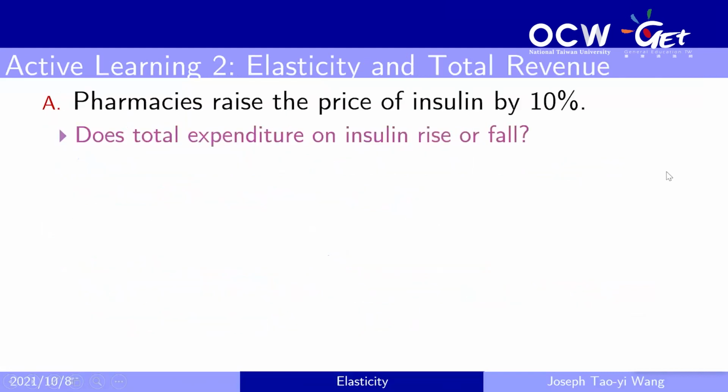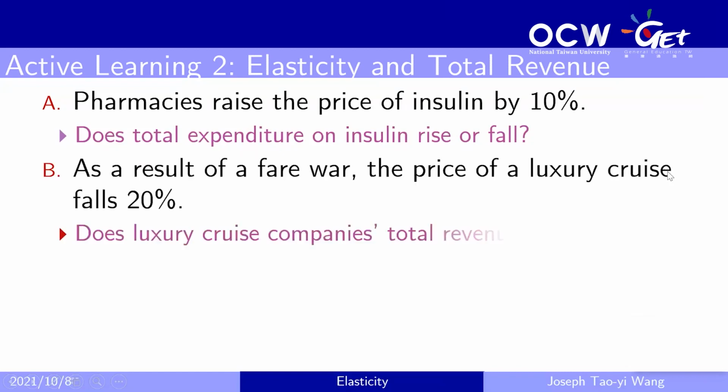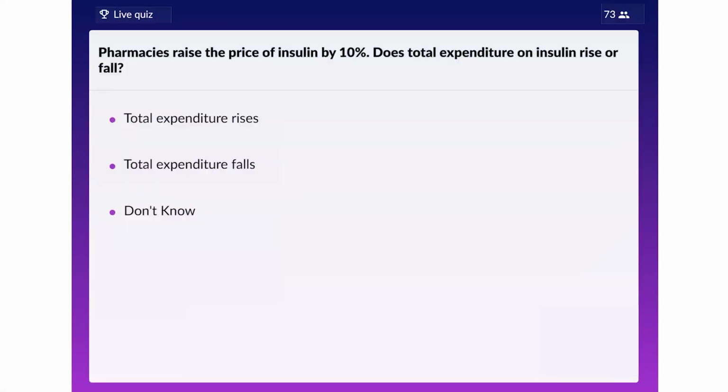All right, so now let's ask the question. Suppose the pharmacy is going to raise the price of insulin by 10%. Does total expenditure on insulin go up or go down? Suppose there's a price war, so the price of a luxury cruise drops by 20%. Does the total revenue of these cruise companies go up or go down? Now, let's start the quiz.